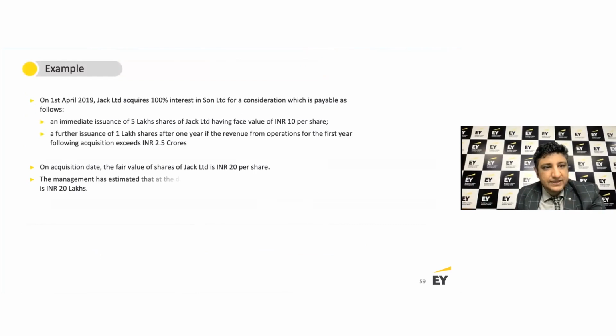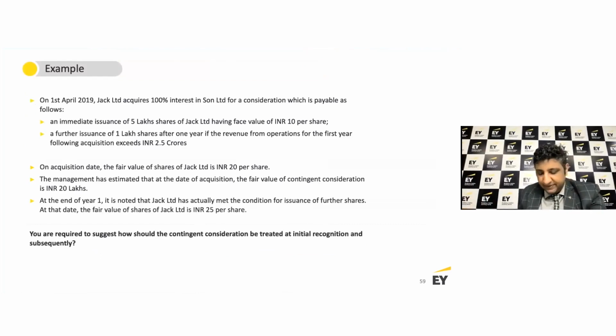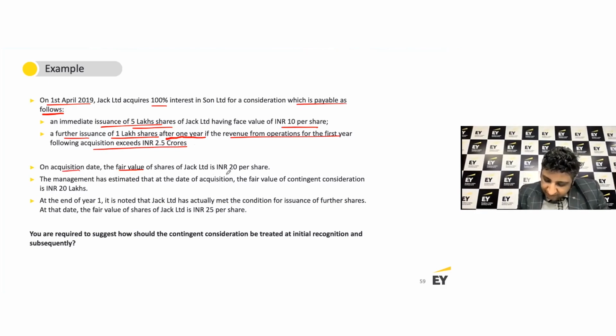Okay, let's have a look at this example and see if we can really build that well. It says that on 1st of April 19, Jack acquires 100% interest in Sun for a consideration payable as follows: an immediate issuance of 5 lakh shares with a face value of 10 rupees, a further issuance of 1 lakh shares if the revenue exceeds 2.5 crore rupees, right? And these issuances would be made after 1 year's time. On the acquisition date, the fair value of shares is rupees 20 per share. The management has estimated on the date of acquisition, the fair value of contingent consideration is 20 lakh rupees.